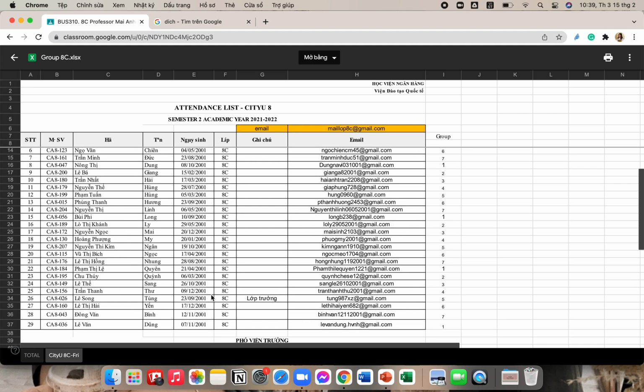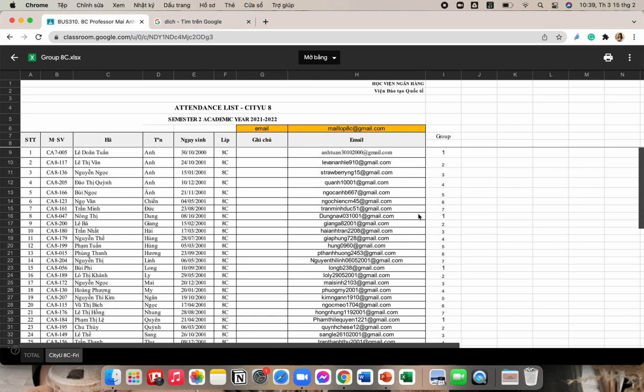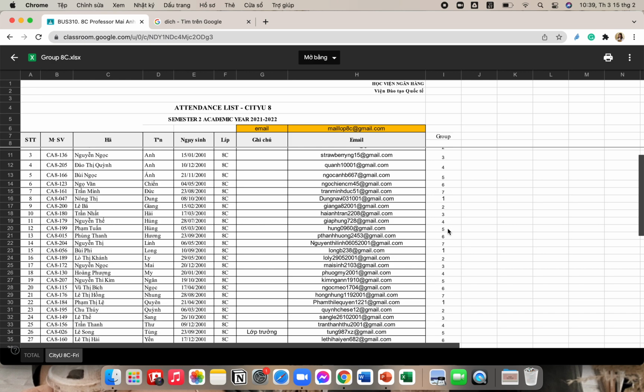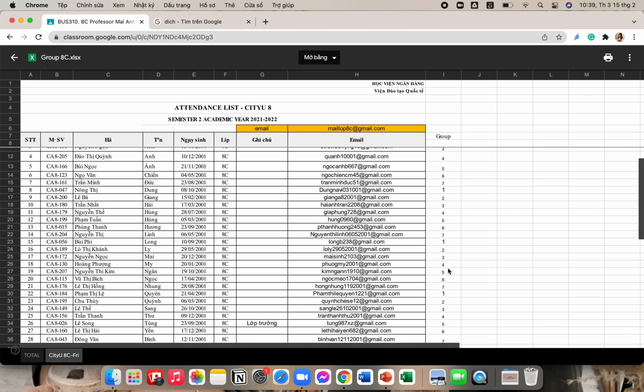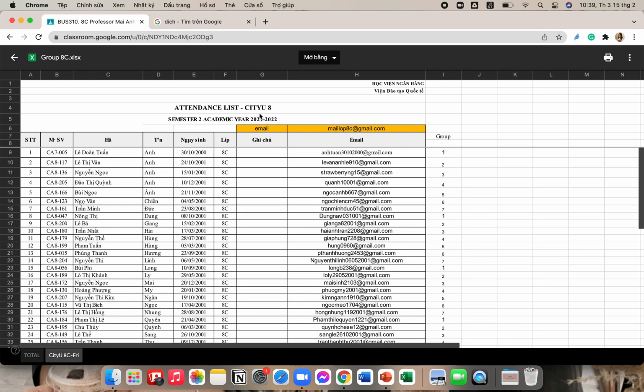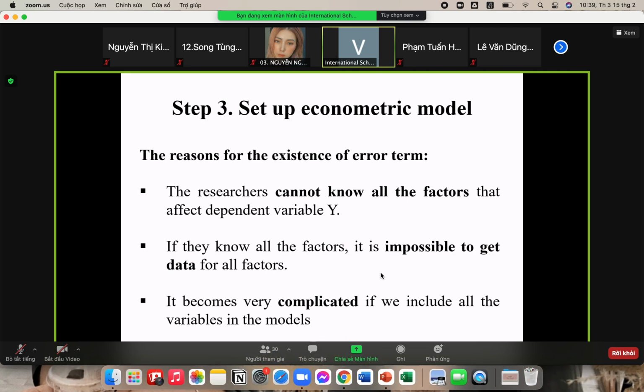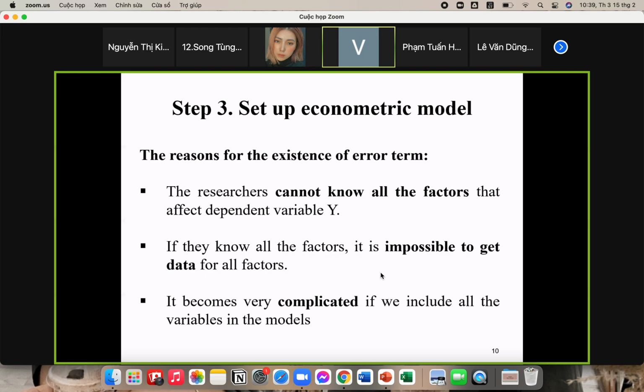Okay. And the second reason is that in the case we know one factor, we know very sure, for example, that the number of living places of a family or a household could affect the consumption expenditures of the family. But we cannot get data of that factor. So we cannot include it in the model.